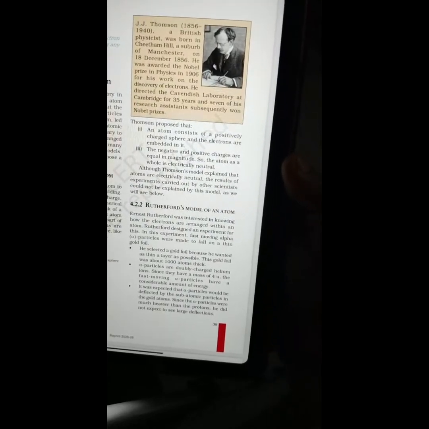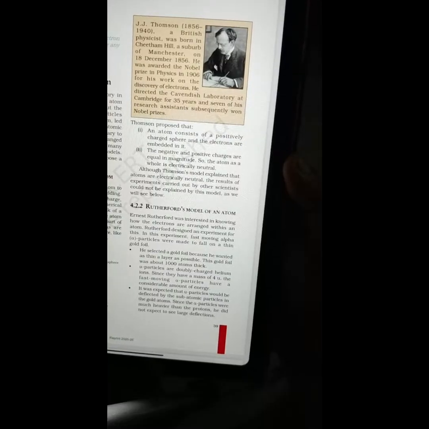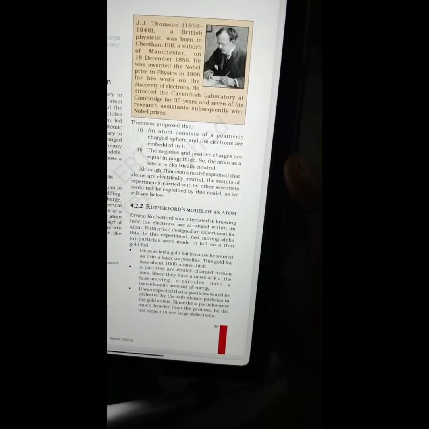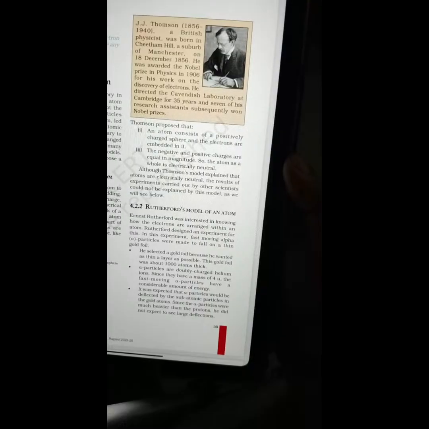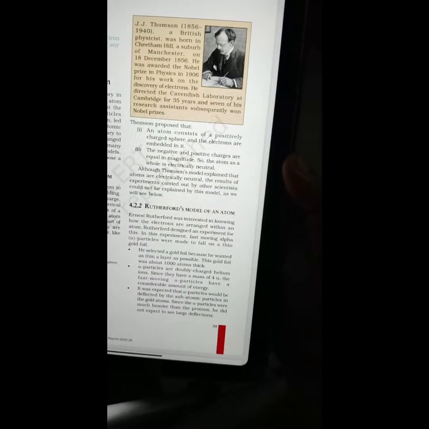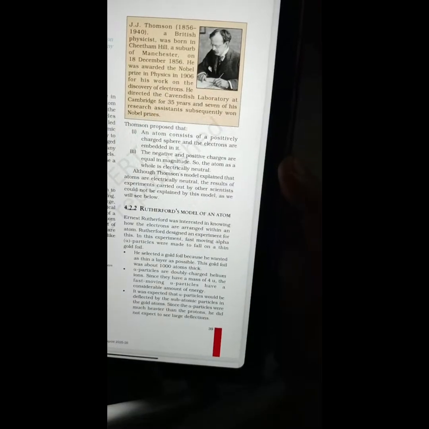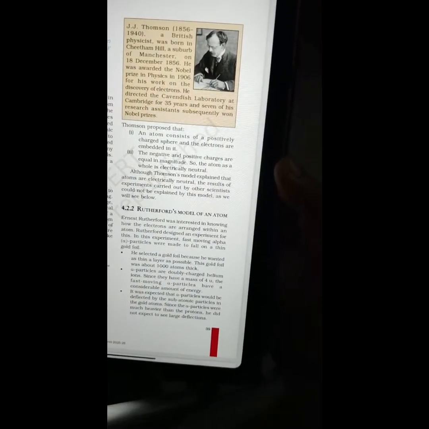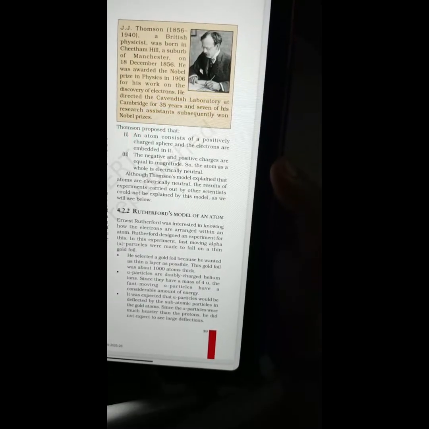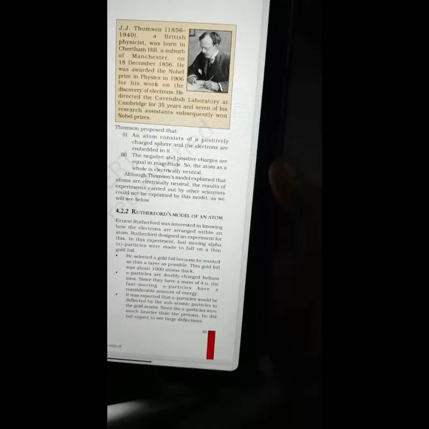Next paragraph. Thomson proposed that, 1, an atom consists of a positively charged sphere and the electrons are embedded in it. Second, the negative and positive charges are equal in magnitude, so the atom as a whole is electrically neutral. Although Thomson's model explained that atoms are electrically neutral, the results of the experiments carried out by other scientists could not be explained by this model, as we will see below.